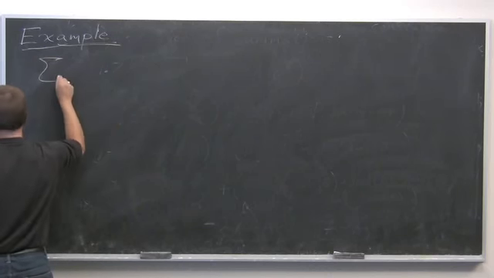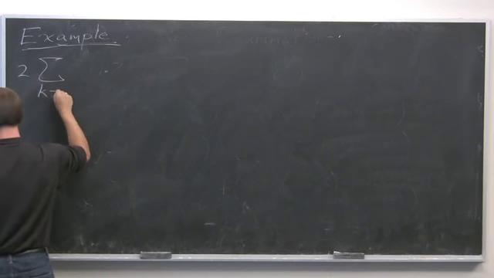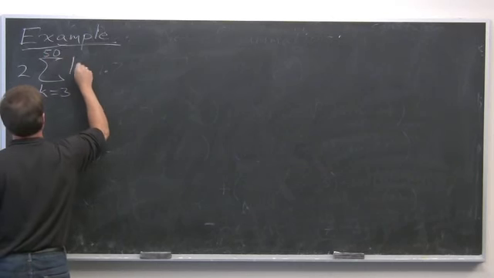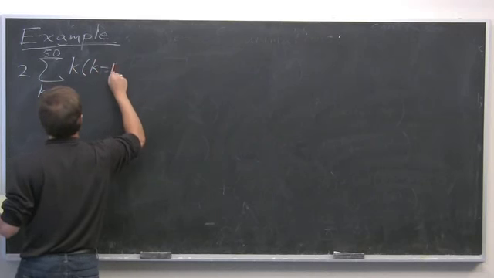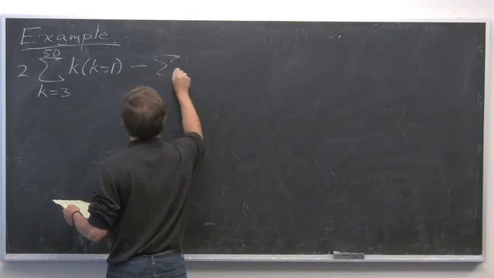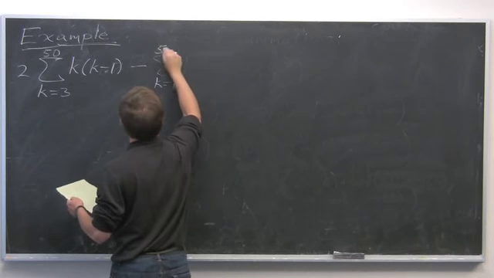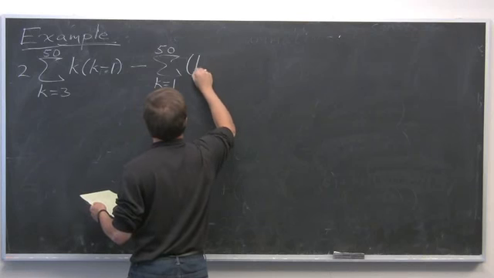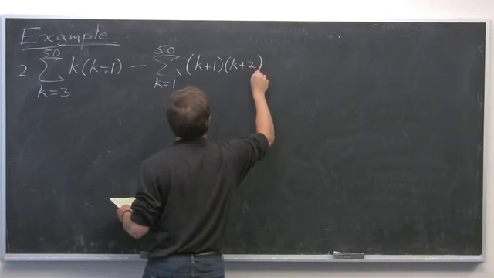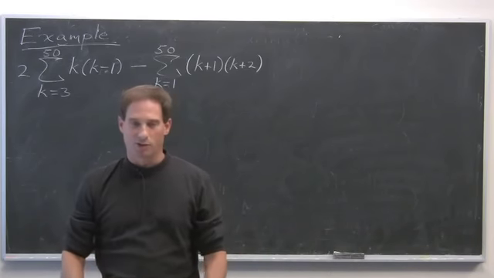Let's look at 2 times the sum as k goes from 3 to 50. So we don't want to write out this sum, definitely not, of k times k minus 1, and then subtract the sum as k goes from 1 to 50 of k plus 1 times k plus 2. So this. What do we want to do with this? Well, I'm going to say simplify.